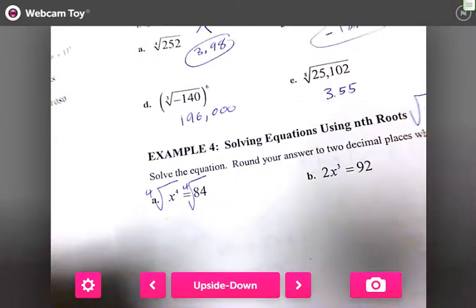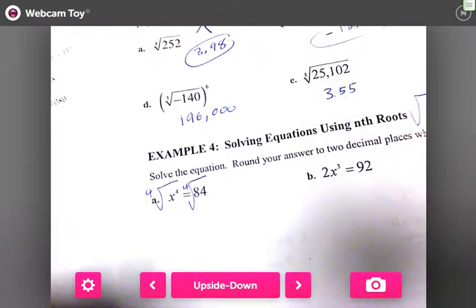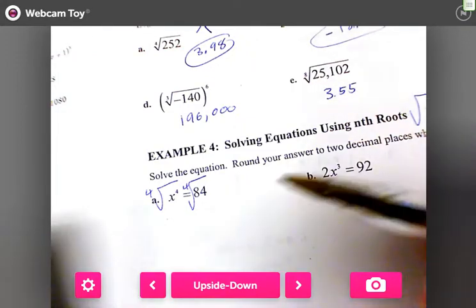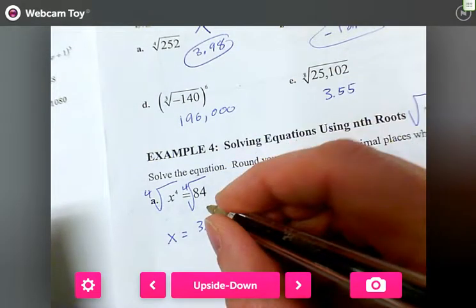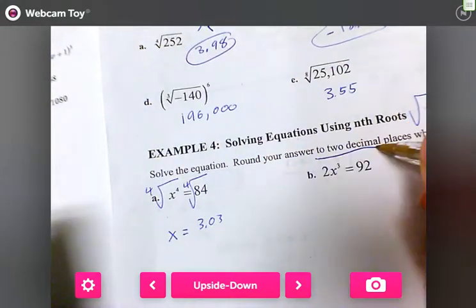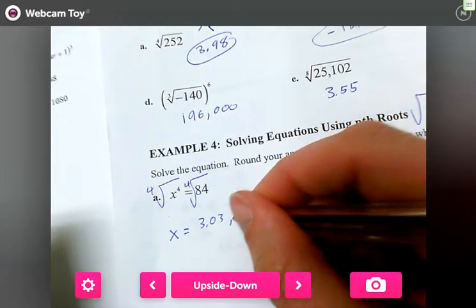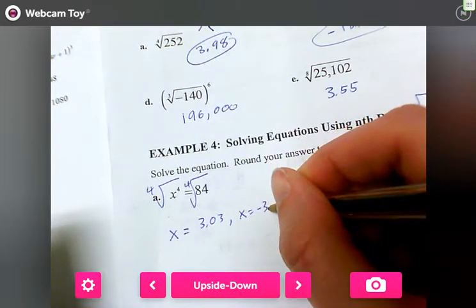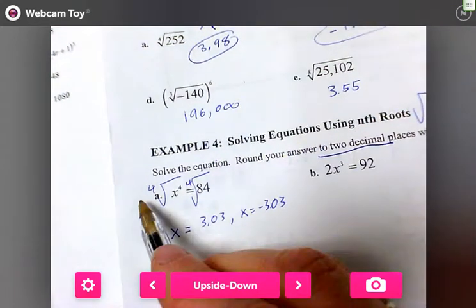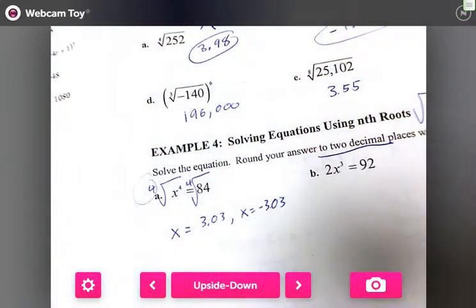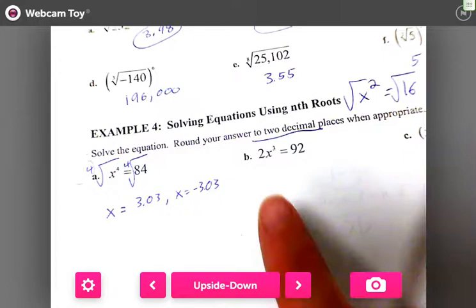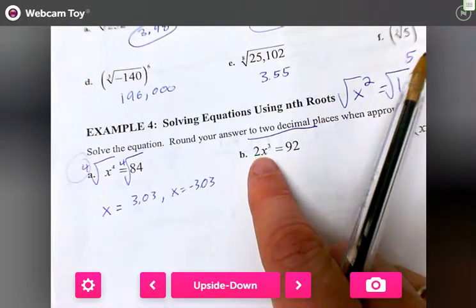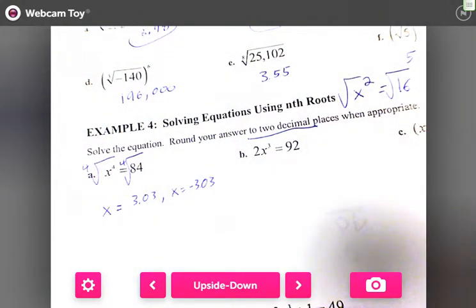So we're going to again push that control, that funky little caret button, push 4 and then 84. And then I'm going to get x equals 3.03 because we're going to round to 2 decimals like it says. Or x equals negative 3.03. I have to do that negative because it's an even number. If it was an odd, I could just have one answer. Okay? B, what do I need to do first before I can take the cube root of this?